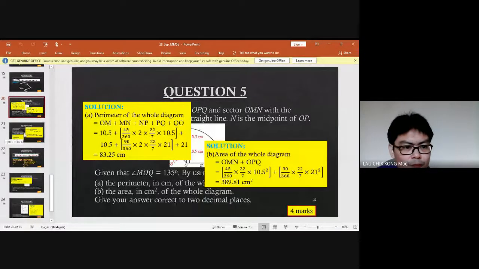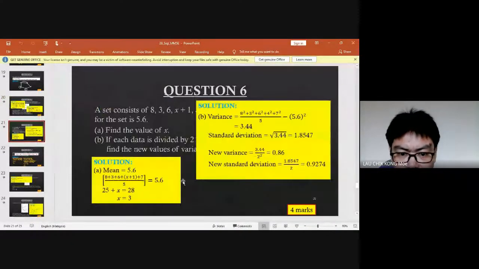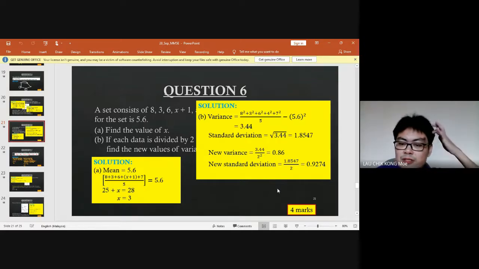And then for question number 6, this is your answer. s equals 3. Yes, just now Shafika is correct. And then first of all, for part B, you need to find the original variance and original standard deviation. After that, we need to put the effect. For addition and subtraction, we don't need to have any effect. We don't have any effect for addition, but we have an effect for multiply or divide.